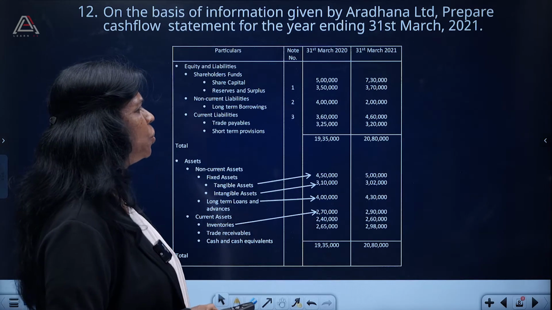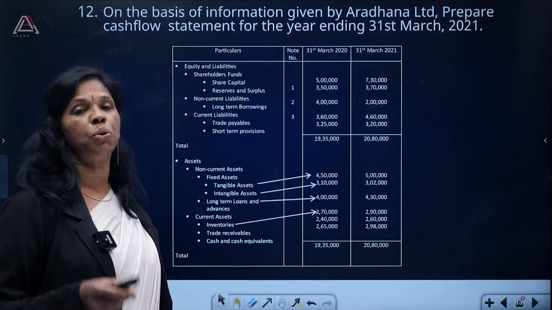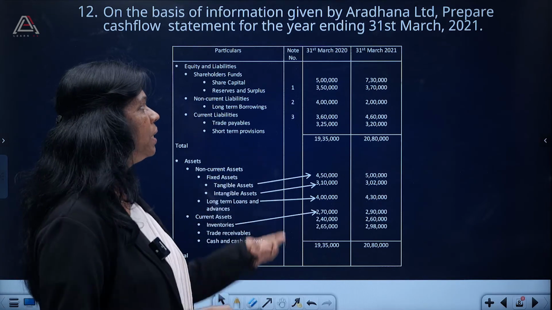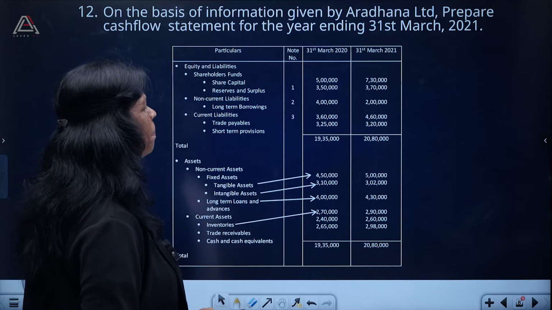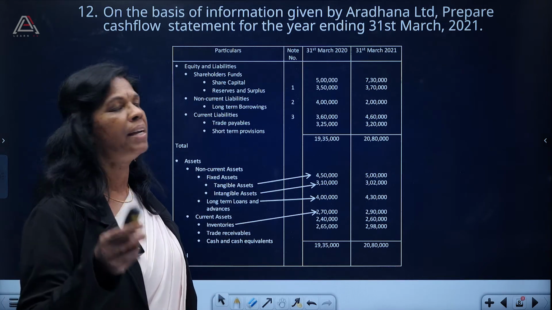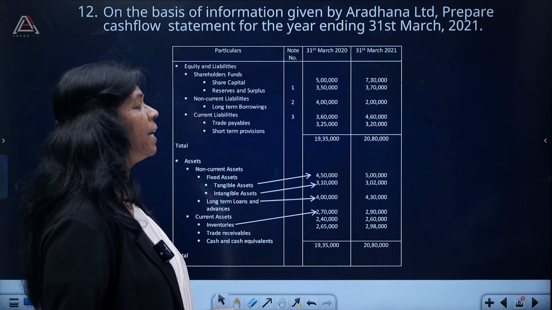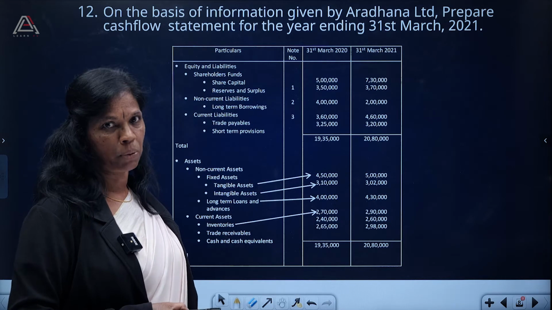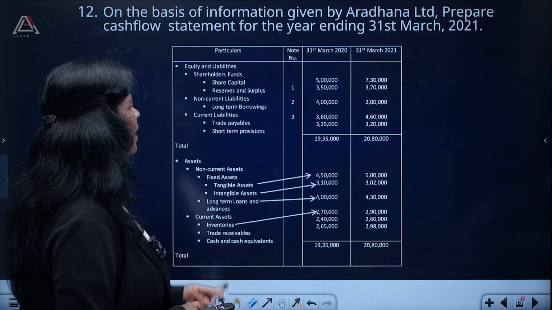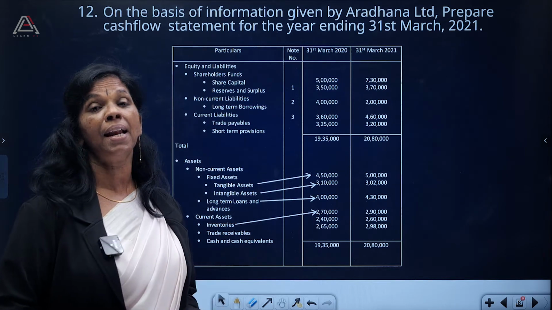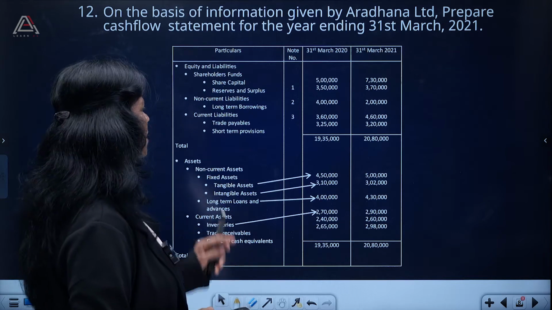First, equity and liabilities under shareholders' fund: share capital is given for 31st March 2020 and 31st March 2021, so you can see two years. Share capital is 5 lakh for the first year and 7 lakh 30,000 for the second year. Then reserves and surplus are 3 lakh 50,000, then 3 lakh 70,000.